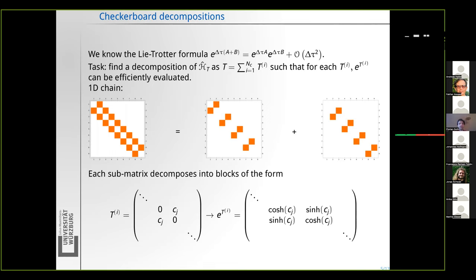Now the checkerboard matrices can be efficiently evaluated, since each submatrix has the property that it only contains a couple of non-zero entries, which we know how to efficiently exponentiate. So the canonical example is usually the 1D chain with next nearest neighbor hopping. So the matrix usually has that pattern, and I can decompose it into two matrices, which decomposes now into 2x2 blocks, which do not talk to each other, since the interaction with the next nearest neighbor would be mediated by the other matrix. And now that this matrix is block diagonal, I can efficiently exponentiate that matrix.